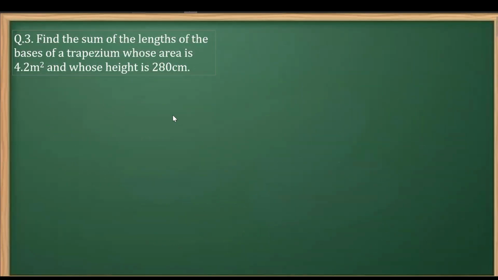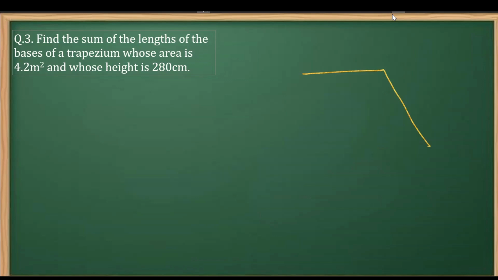Now in the third question, what we know is the sum of the lengths of the bases of a trapezium whose area is 4.2 centimeter and whose height is this. So this time we have to find the sum of the lengths of the bases. So as usual, we will be making a trapezium here.